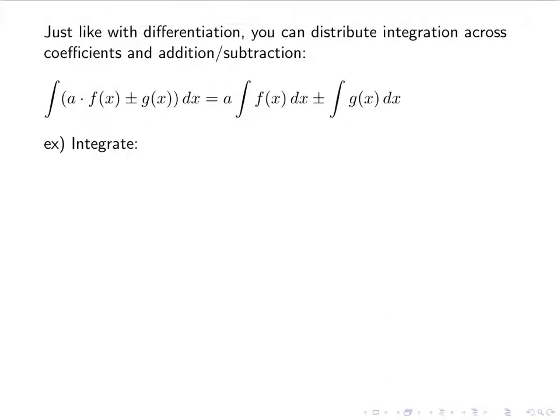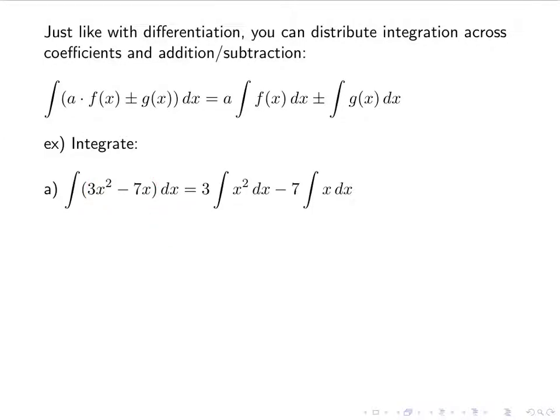So this means we can integrate polynomials. So what is the integral of 3x squared minus 7x dx? Whenever your integrand, again what's inside the integral, is more than one term, you need to have parentheses around it. Because again, the dx and the integral sign are bookends. Everything in between is something, and that has to be in parentheses if it's more than one term.